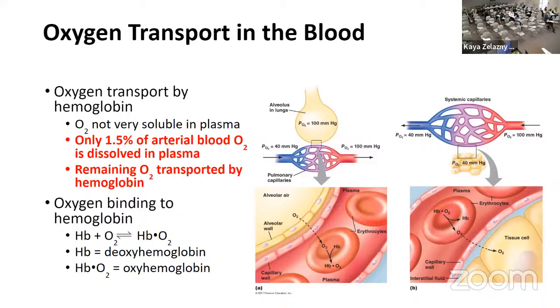So oxygen is going to be moving around your body, in your plasma, in your blood, in the erythrocytes. Most of your oxygen is going to be bound to that molecule hemoglobin.